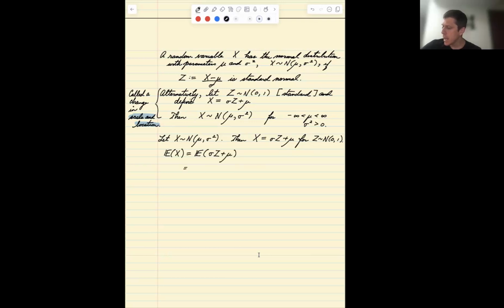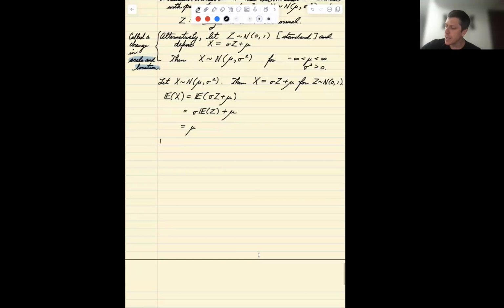Okay. How does that work? Well, we have linearity of expectation. So this is sigma times the expectation of z plus mu. Expectation of z is 0, so sigma times 0 is 0, so we're left with mu. So mu is the expectation of x.